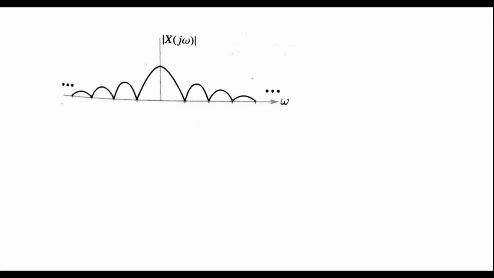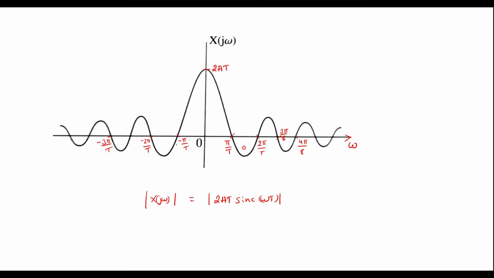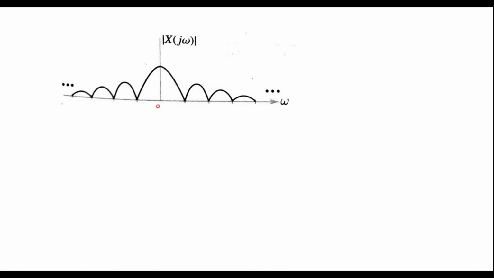So this was the negative side lobe which is on the negative side, which will appear on the positive side as shown here. Here this is 0, this will be π/T, this is 2π/T, 3π/T, and so on. Here it is minus π/T, this is minus 2π/T, and so on. So this is the magnitude spectrum.